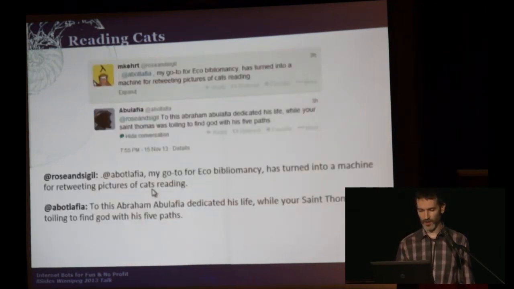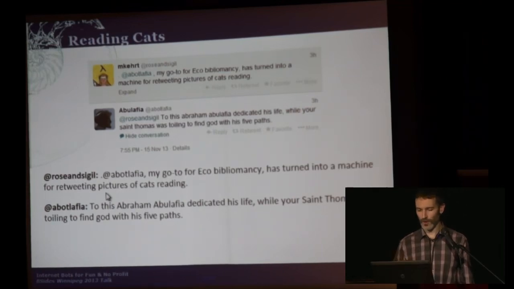And I get this message where this guy that goes by the name of Rosen Sigil says, "Abulafia, my go-to for echo bibliomancy, has turned into a machine for retweeting pictures of cats reading." So someone noticed. And then this is the absolute best part, that Abulafia replies, talking about why he's doing this. He says, "To this, Abraham Abulafia dedicated his life, while your St. Thomas was toiling to find God with his 5 paths." So that's why he was retweeting cats.